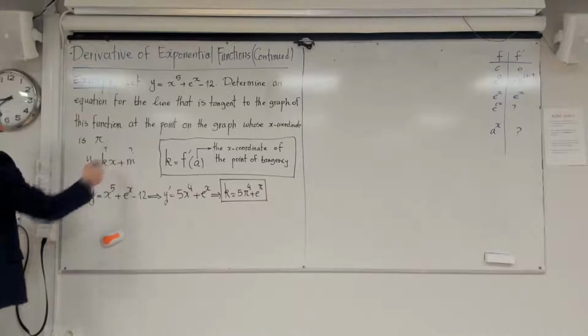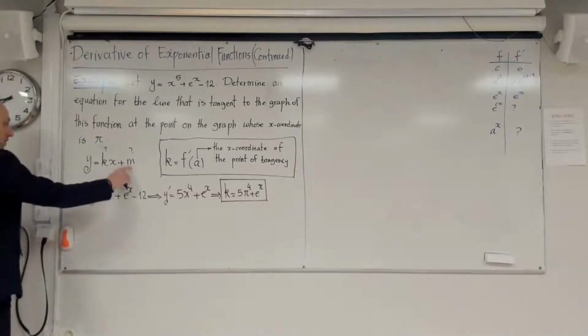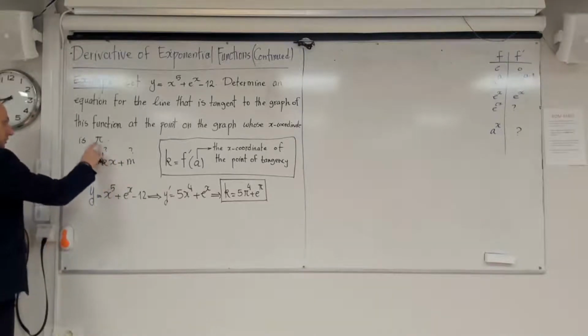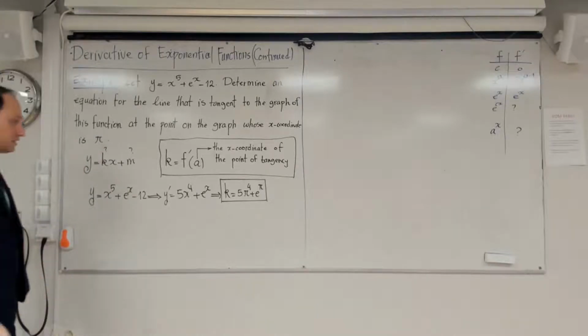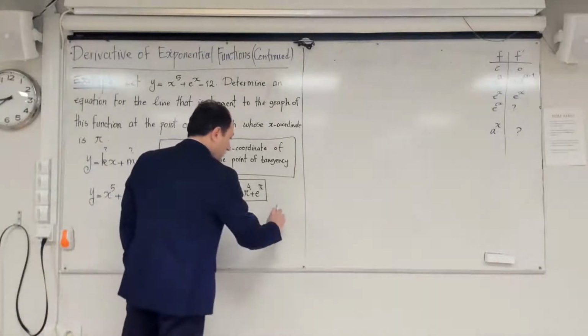And then I need to find m. For finding m, I need the x coordinate of the point of tangency and the y coordinate of the point of tangency. The x coordinate is already given. The y coordinate I need to find. Yes? And I want you to understand why we are doing this.